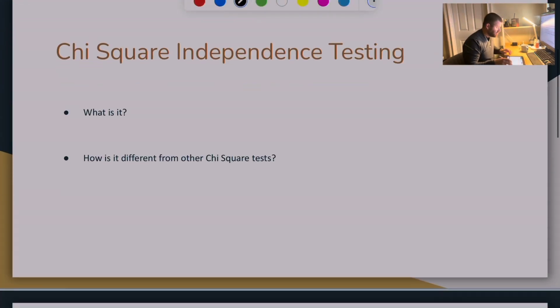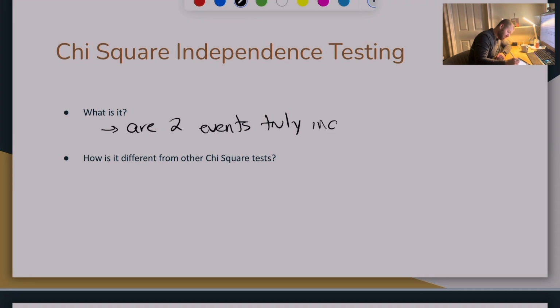Now, a chi-square test of independence, if you remember from probability, we talked about independent events. That's what we're testing here. So we're testing, are two events truly independent? And so, how is it different from the other chi-square tests? This is the other really important thing here.